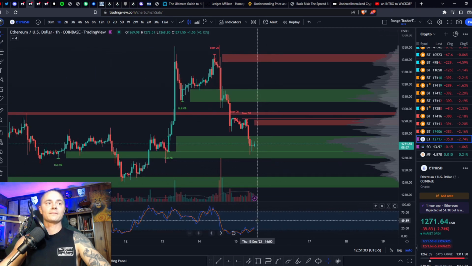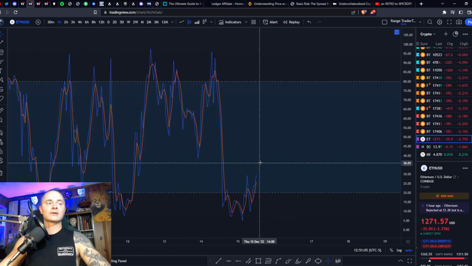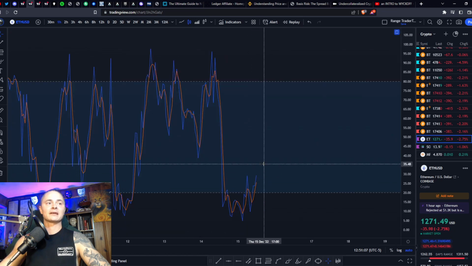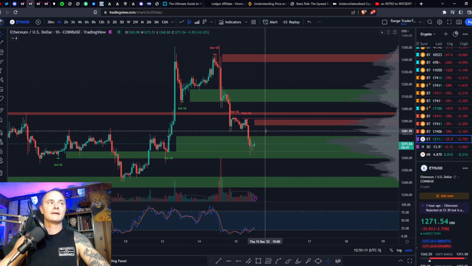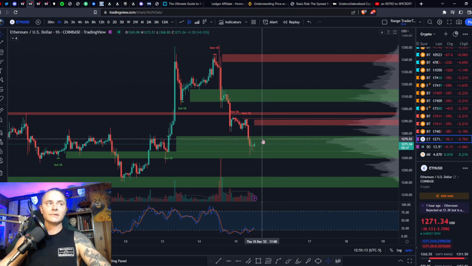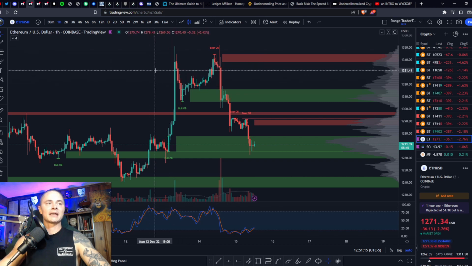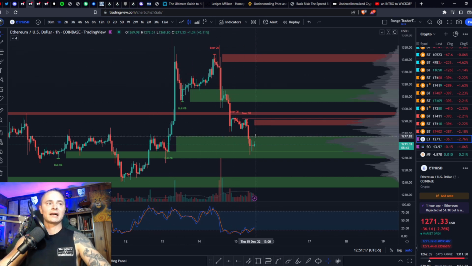Now, if the stochastic keeps going up and we do make a local high, we will have bearish divergence on the 1 hour. So definitely pay attention to that. If we do make a local high, we could possibly get rejected from that 1277, 1280.